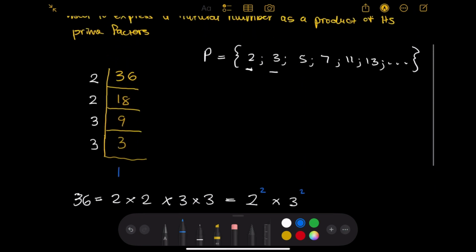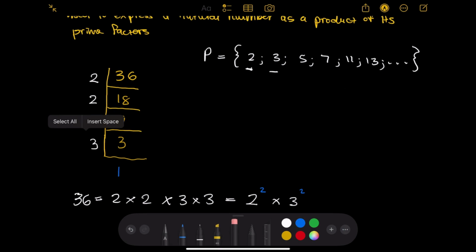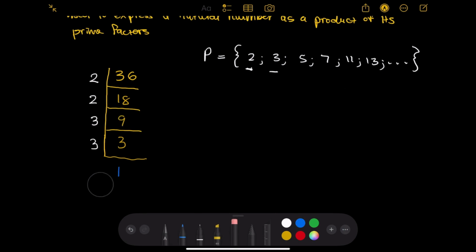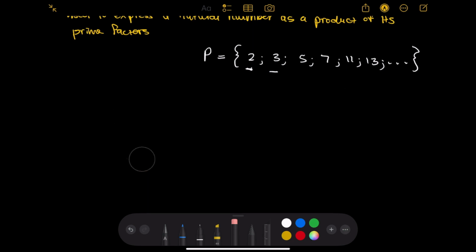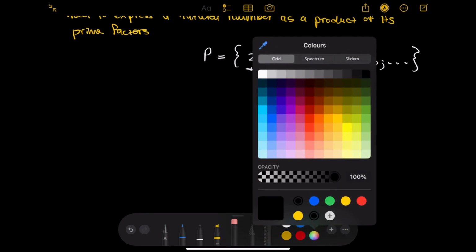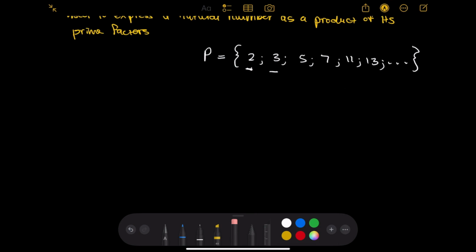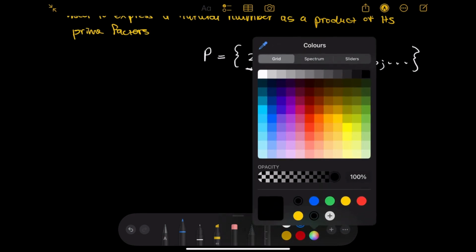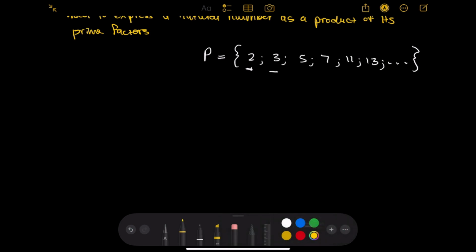Let's look at another example. And for this example, let's look at the number 98.